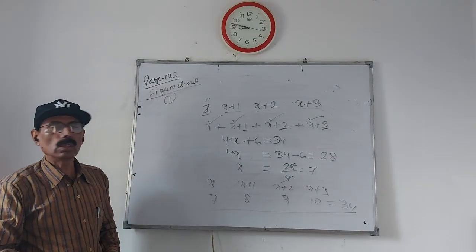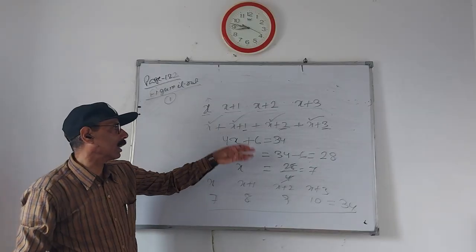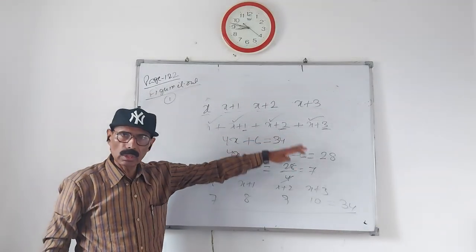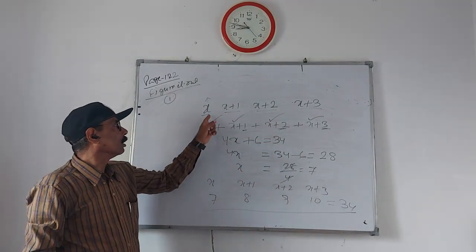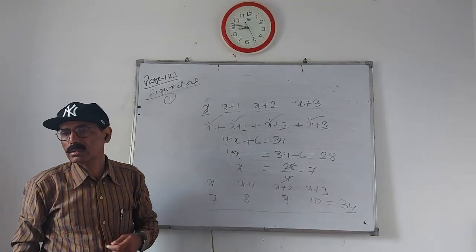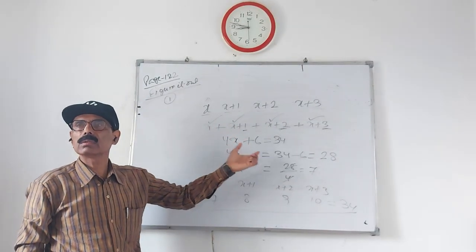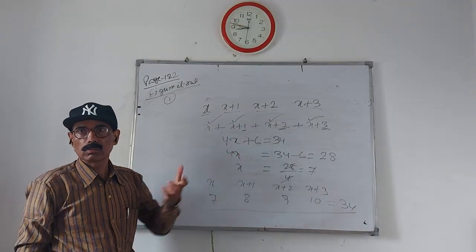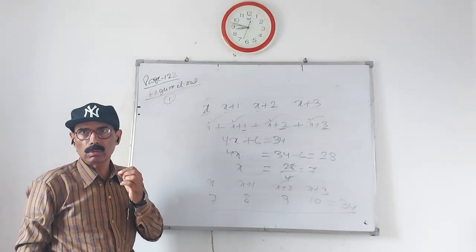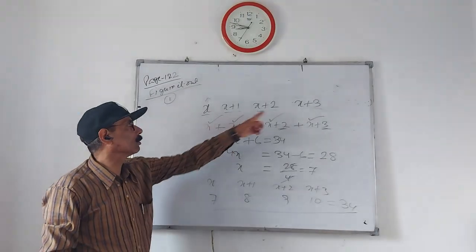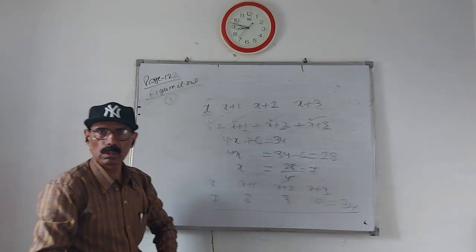Understood? You need not to remember the answer. You can interpret, you can calculate. Like this, another question may be asked in your exam. Sum of 3 consecutive numbers is something different. So you need not to remember your answer. You will do it fast like this. Okay?